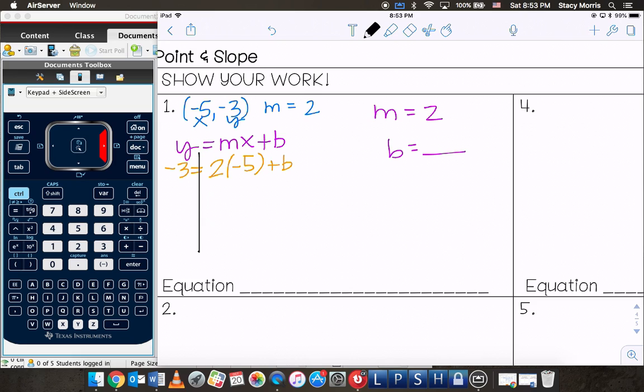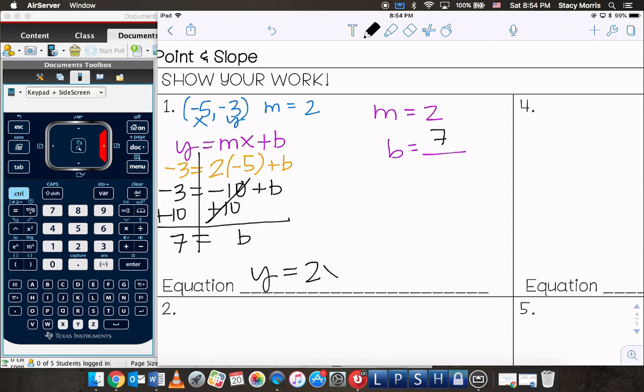First I'm going to do 2 times -5, which is -10. I bring everything else down, so -3 equals -10 plus b. Now it's just a one-step equation. To get b by itself, you're going to add 10 to the other side. These are a 0 pair, so they cancel out, so we're left with b equals -3 plus 10, which is 7. So our b is 7. So our equation is y equals 2x plus 7.